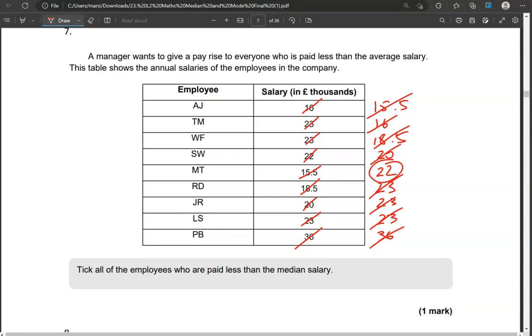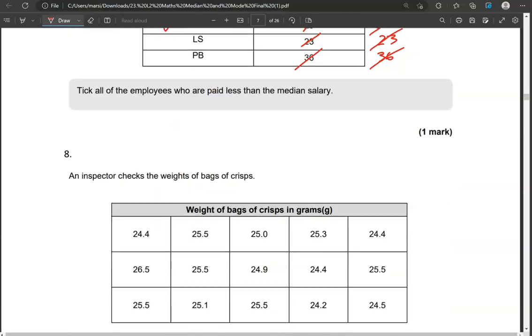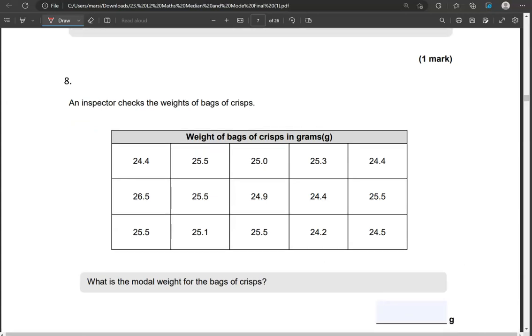We have to tick all the employees who are paid less than 22. So AJ, that's 16, so we're going to tick them. Then we have MT with 15.5, RD with 18.5, JR with 20, and that's all. We can't include 22 in there.